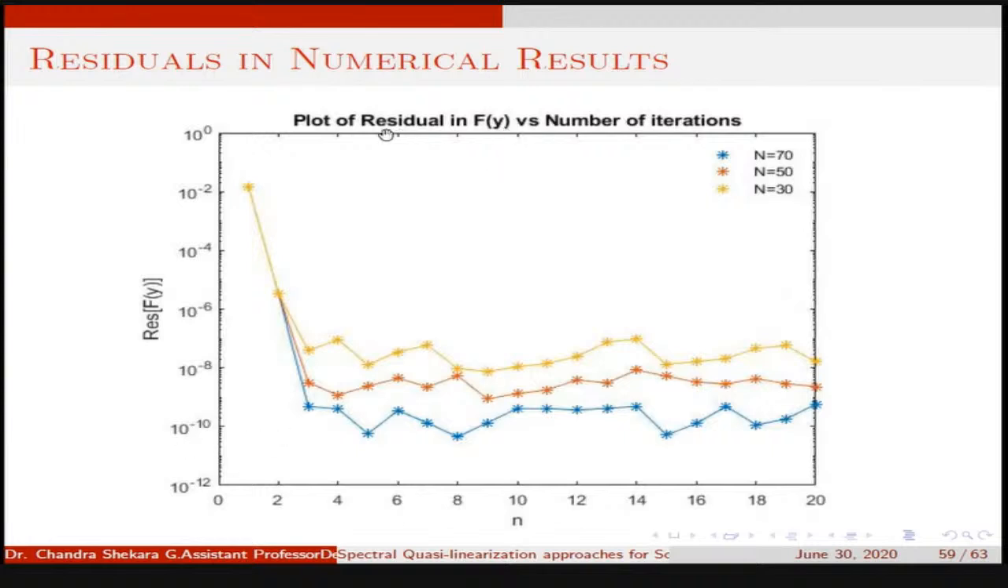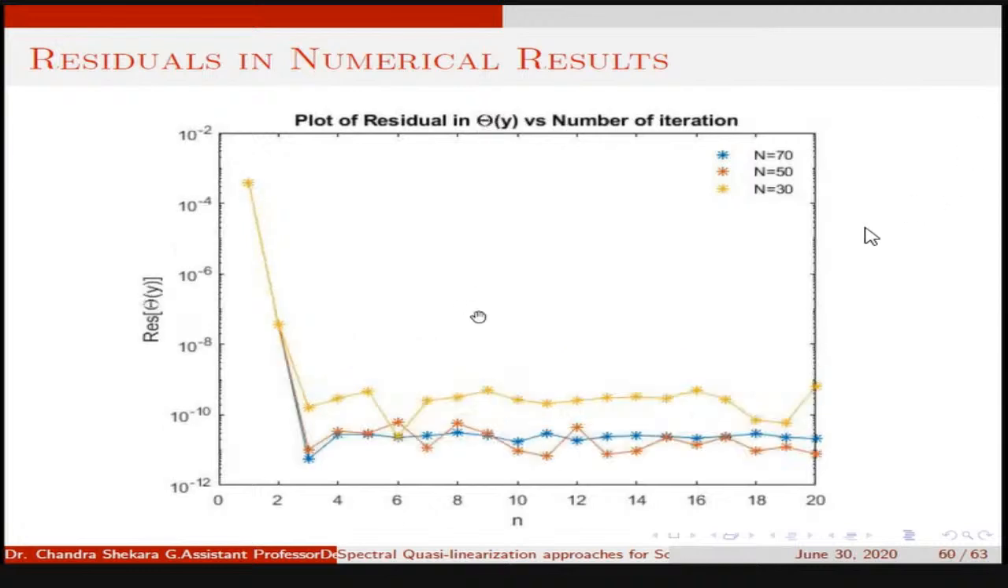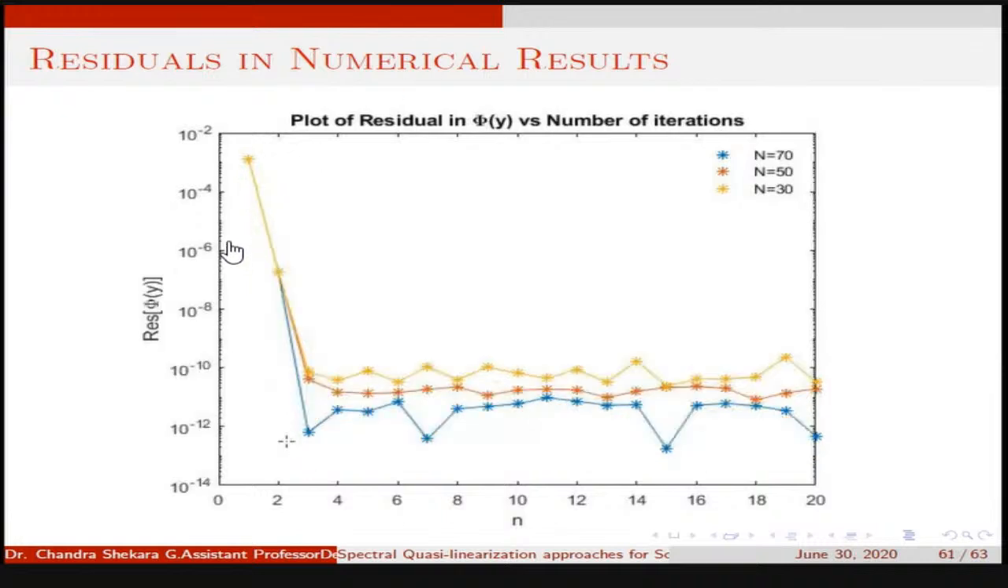So this is the residual in the first field variable, and this is the residual in the second field variable theta. So again, for n is equal to 30, it is around 10 power minus 9, but for n is equal to 70, number of collocation points I'm saying, it is around 10 power minus 11. This is the residual in the second field variable, and this is the residual in the third field variable.